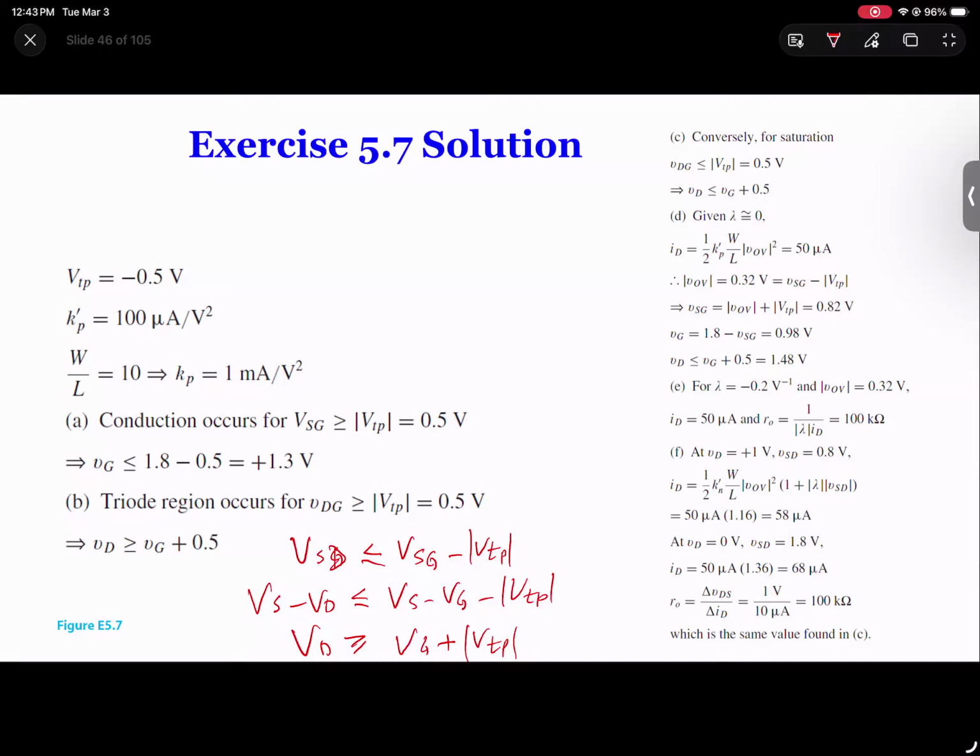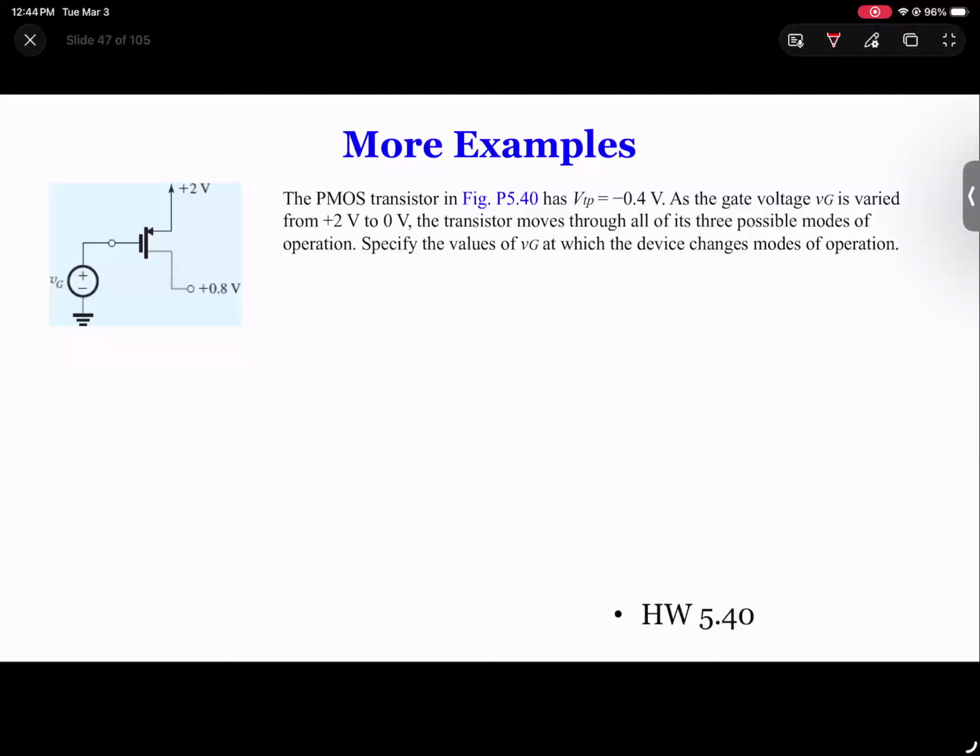It says VD 5. If VD is larger than that, saturation mode. So move on, use the two following questions. Okay, so we're going to look at another example. So one has a solution. You guys can read it later.